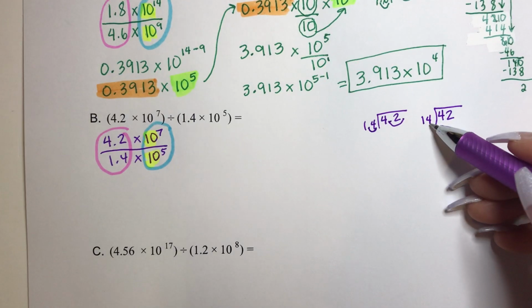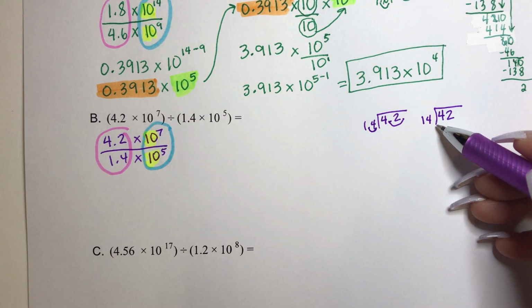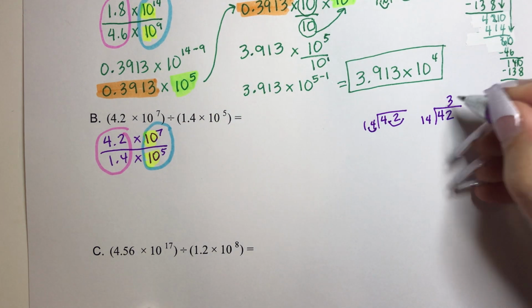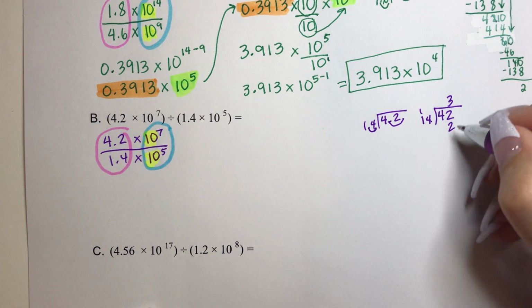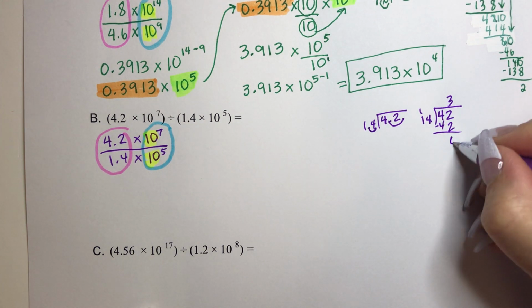I'm going to think about that as 15, 15, 30, 45. It might go in exactly 3 times. 3 times 4 is 12, right? The 2, carry the 1. 3 times 1 is 3 plus 1 is 4. So it goes in exactly 3 times. Ooh, this is so nice.